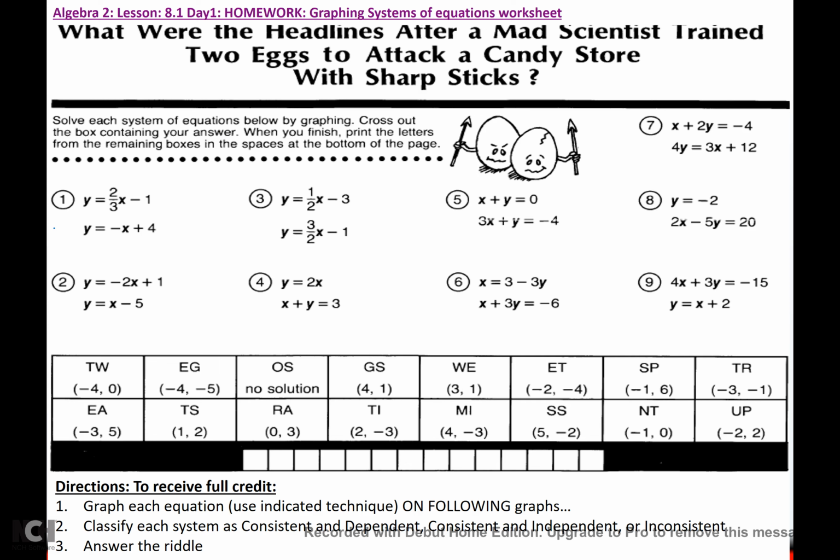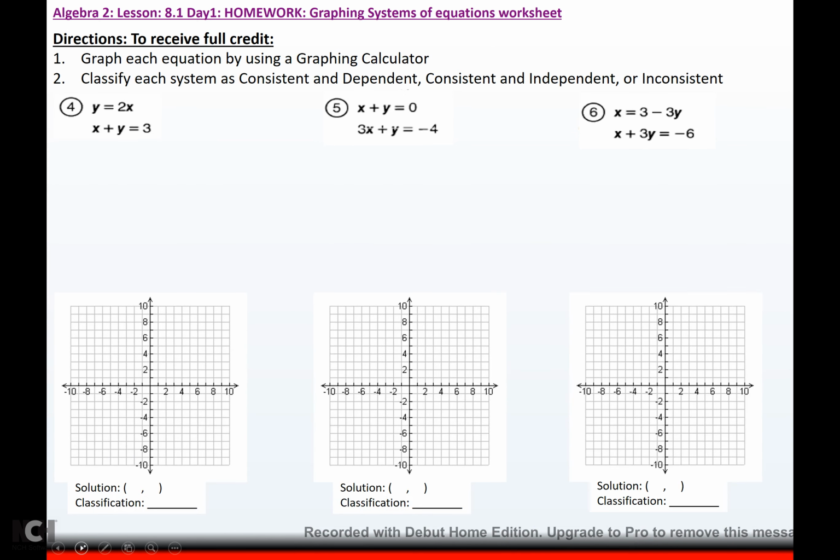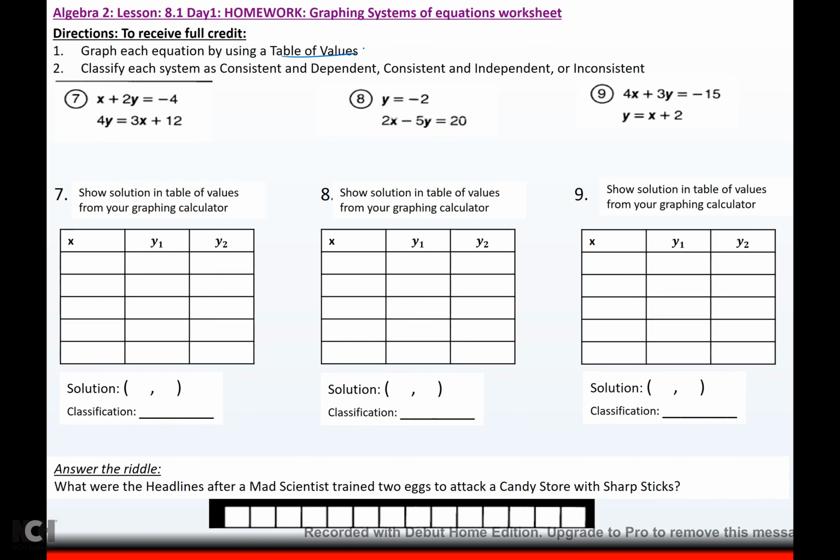The next couple slides, I broke it up for you, so you'd have room to work. Okay, so you're doing 1, 2, and 3 here, and I want the solution and the classification. I'll do 1 with you so you can see how the puzzle works. But anyway, the first 3 you're going to do by graphing. The next 3, I want you to use a graphing calculator. And then the last 3, I want you to use a table of values. Okay, so you get a little bit of practice of those 3 techniques we learned.